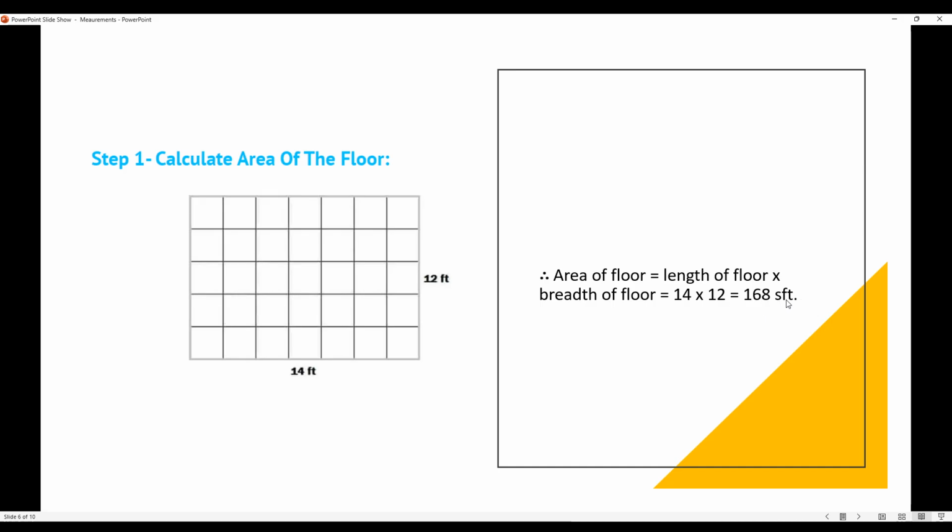What type of measurement are we using here? Are we using the metric or the imperial system? That's correct. We're using the imperial system or the American measurement system.